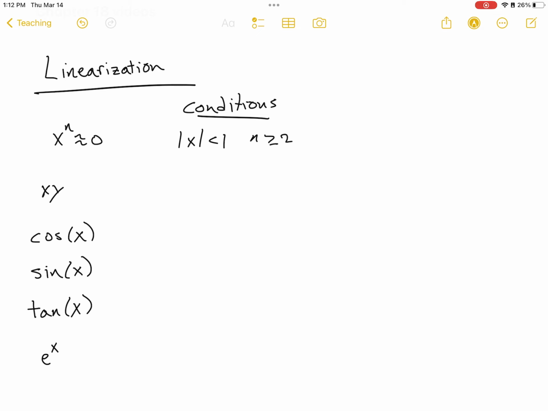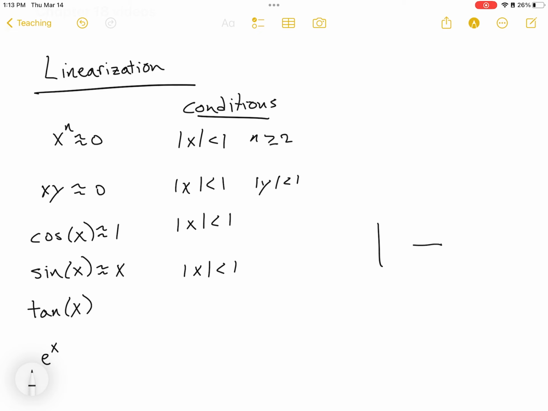If the absolute value of x is less than 1 and the absolute value of y is less than 1, if you take two small numbers and you multiply them together, you get an even smaller number. So that's also approximately equal to 0. If the absolute value of x is less than 1, then cosine of x is approximately equal to 1. And if the absolute value of x is less than 1, the sine of x is approximately equal to x.